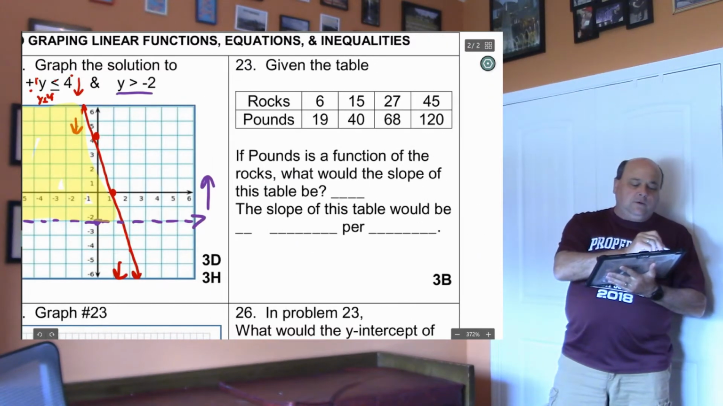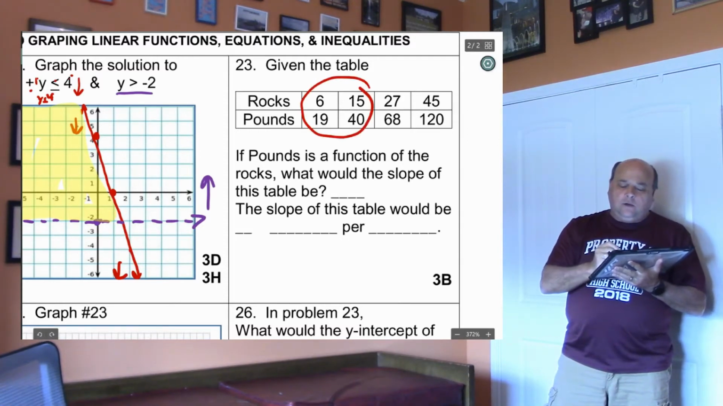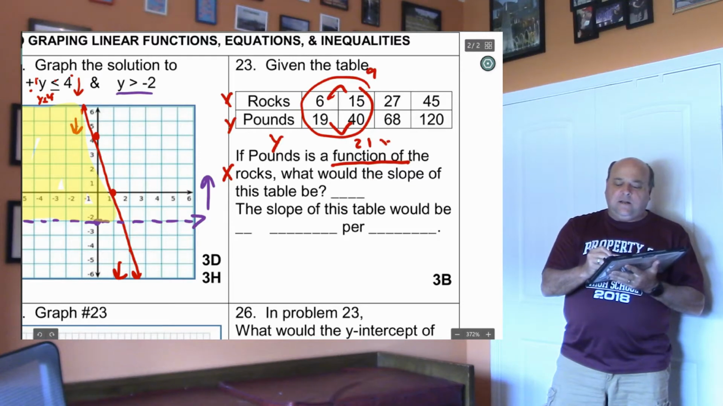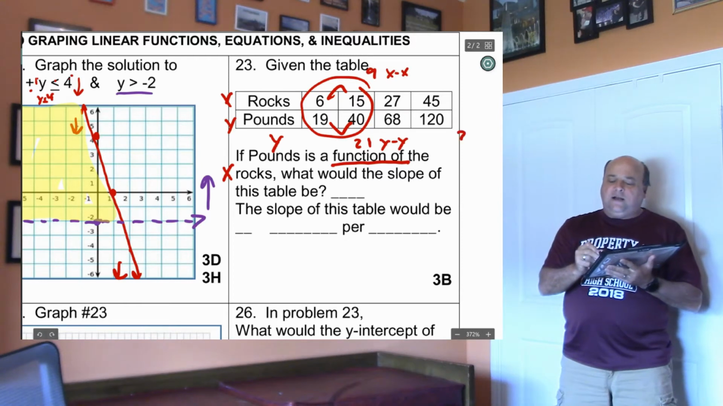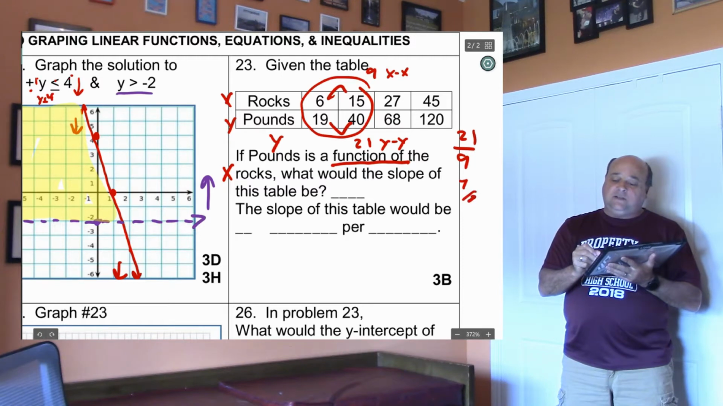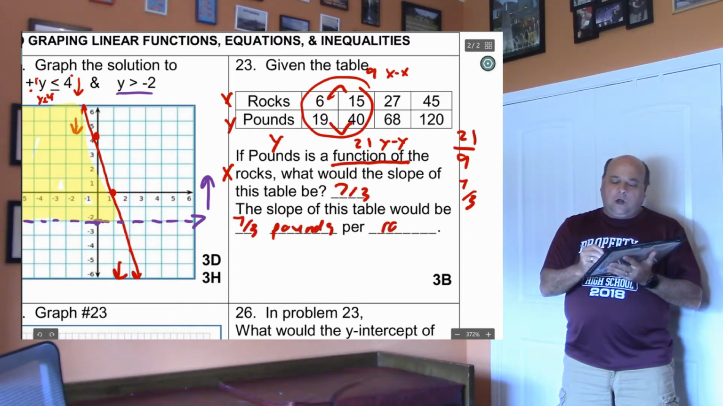Let's go to number 23. Easiest way to do 23 is just to pick 2 points, okay? Underline function: y is pounds, x is rocks, and then this is my y, this is my x. 40 minus 19 is 21, and 15 minus 6 is 9. This is y minus y, this is x minus x. Your slope is y minus y over x minus x. You simplify that, it divides by 3, it's going to be 7/3. So 7/3, and it's going to be 7/3 pounds per rock.